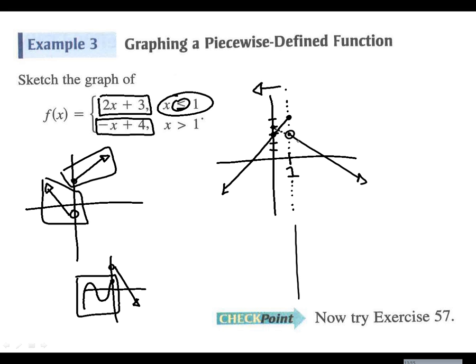Everything to the right of 1, the equal to 1, is on our first function right here. So if we were to clean this graph up a little bit, we have going this way, and the intersect is at 3, 1 here, open circle that way. That's our piecewise function. Go ahead, take a shot at exercise 57.